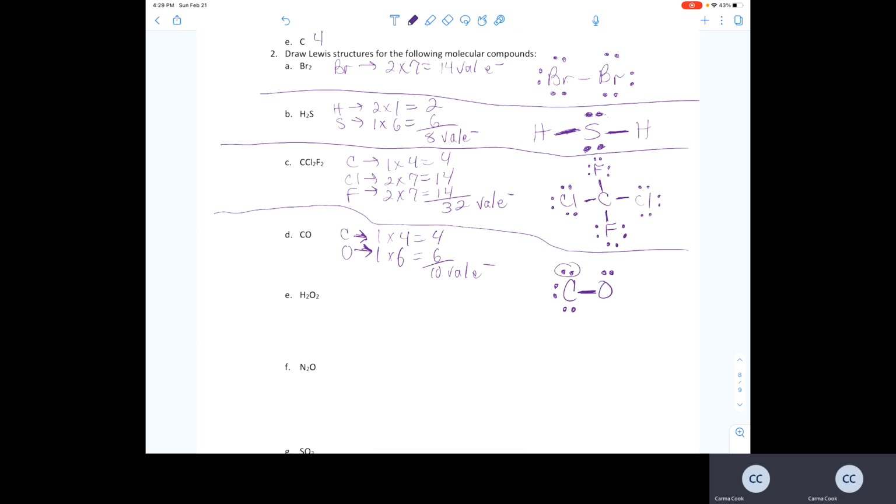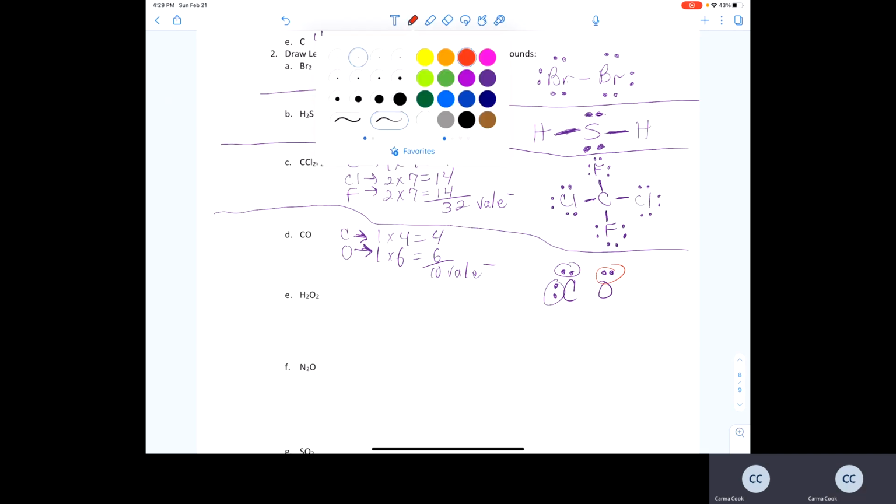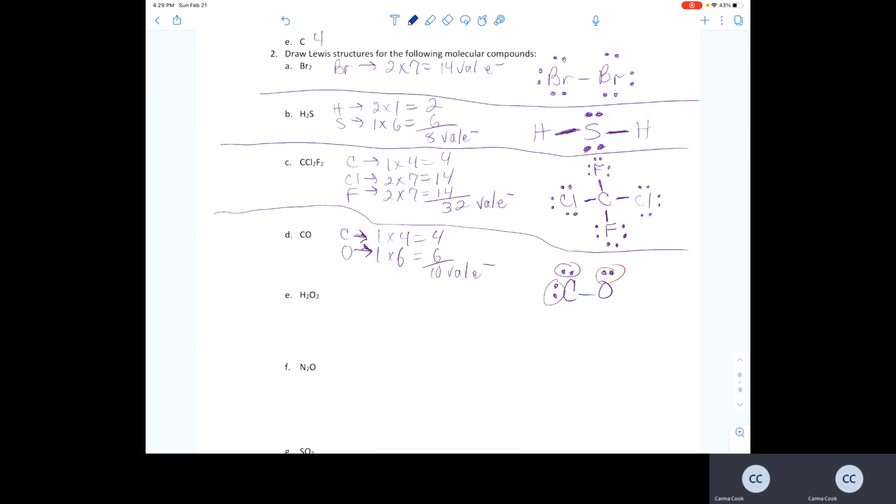The carbon is happy, having 2, 4, 6, 8 electrons around it. But the oxygen is not happy because it only has 2, 4 around it. So again, we follow our rule. Whenever one atom is not happy, meaning it doesn't have 8 electrons around it, we remove a pair from the atom that is happy, and then we move that pair of electrons so that it's between both of the atoms, and now we've made a double bond.